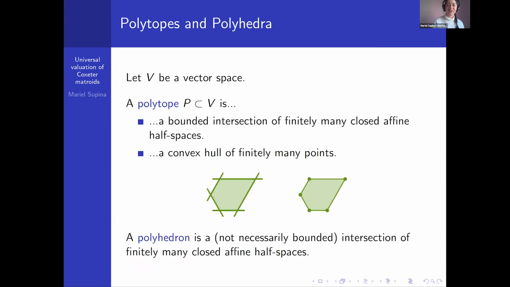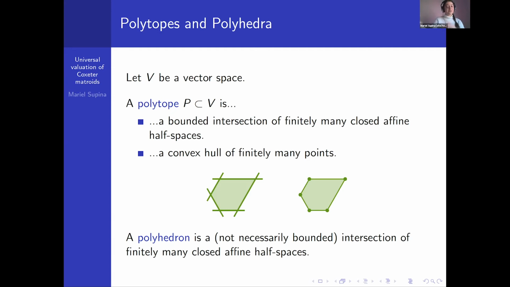So first of all, my screen just went black for a second. I hope that, okay, anyway, everything will always be living in some vector space V. And then we say that a subset P is a polytope if it satisfies one of these two things. Either it's a bounded intersection of finitely many closed affine half spaces. As you can see in the left picture, we have this pentagon, which is the intersection of these. Basically, for each of these 5 lines, I tell you which side of the line I want to be on, and that gives me 5 different half spaces. And then when I intersect them, I get this pentagon.